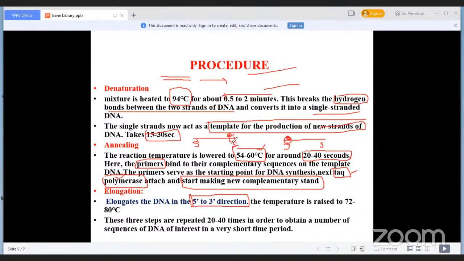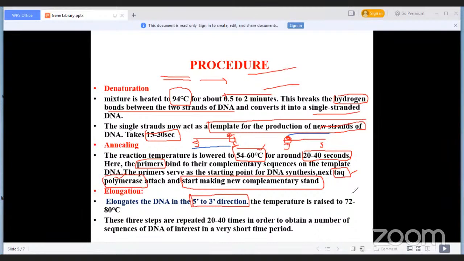Here is the primer, right? Are you following the marker? This is the 3 end. Now the newly synthesized strand, as I already told you many times, goes 5 end to 3 end. Here this is the 5 end, so the direction is 5 end to 3 end.